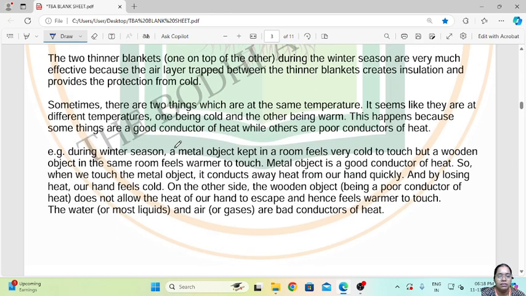During winter season, a metal object kept in a room feels very cold to touch, but a wooden object in the same room feels warmer to touch. A metal object is a good conductor of heat, so when we touch it, it conducts heat away from our hands quickly, and by losing the heat, our hands feel cold. On the other hand, wooden objects, being poor conductors of heat, do not allow the heat of our hand to escape, and hence feel warm to touch. Water or moist liquids and gases are bad conductors of heat.